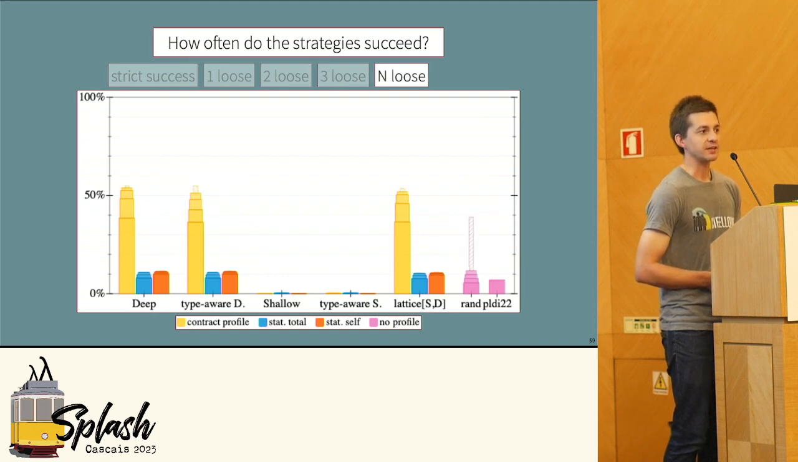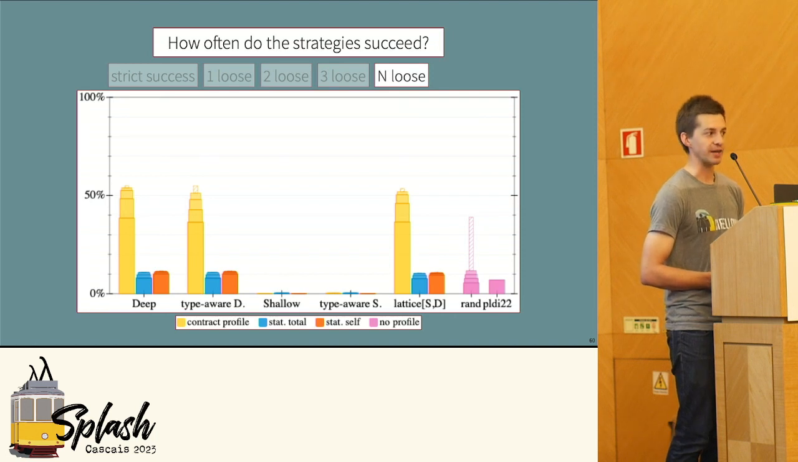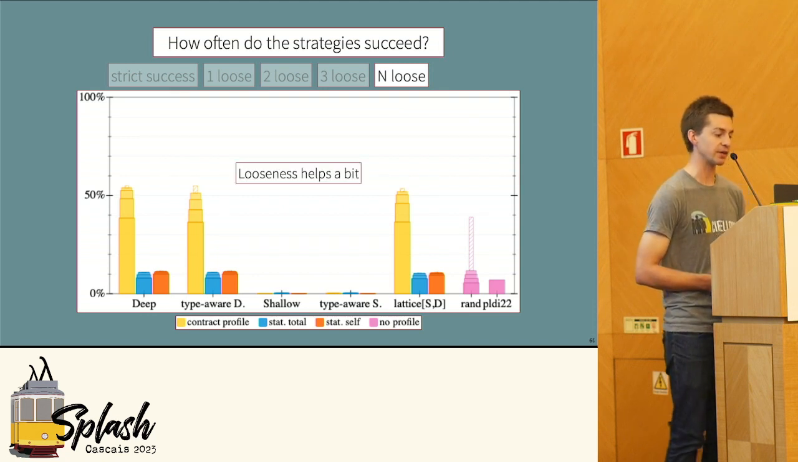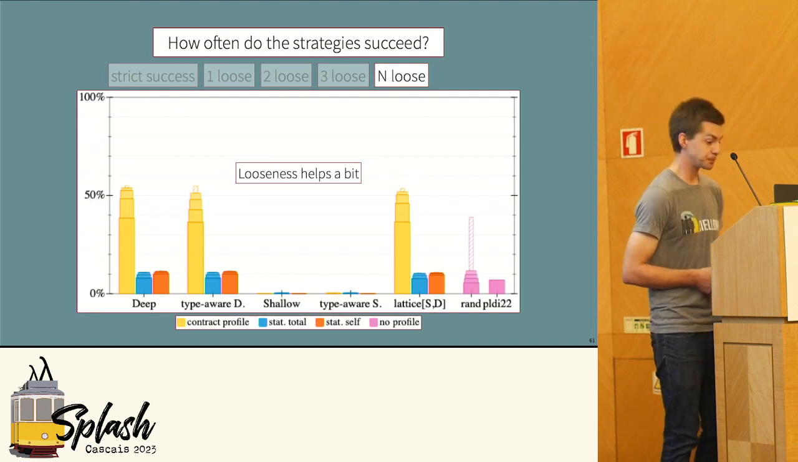N loose says I'll tolerate any number of slowdowns along the path as long as I finally reach a point that's a fast configuration. N loose is a huge win for random. So randomly changing boundaries, you can get lots of degradations, and sometimes it winds up in good places. But the surprising thing is it does not help the others very much, and especially it does not much help our already successful strategies. So the best ones that we have here are not much better by adding looseness. This was a big surprise to us.